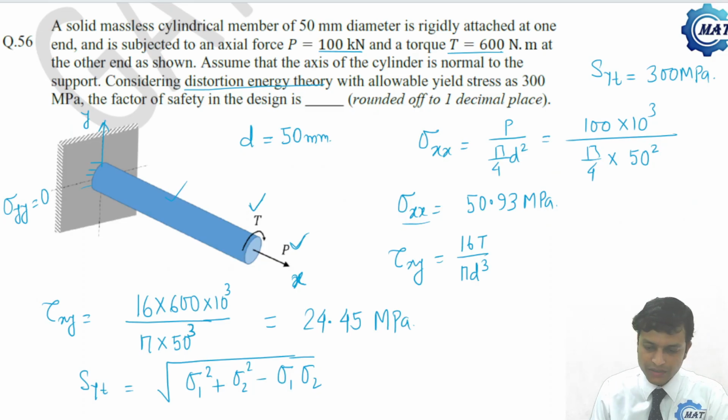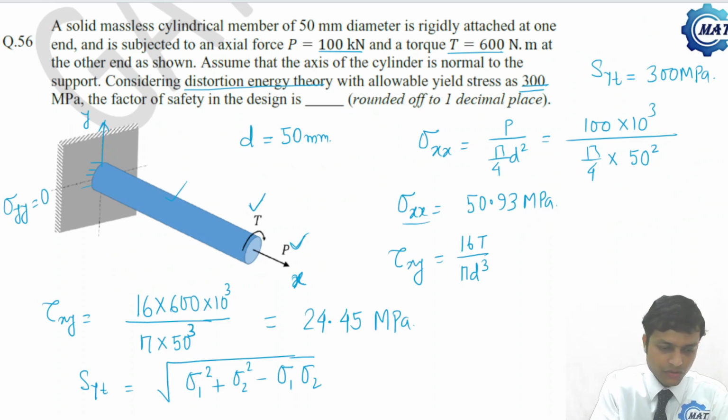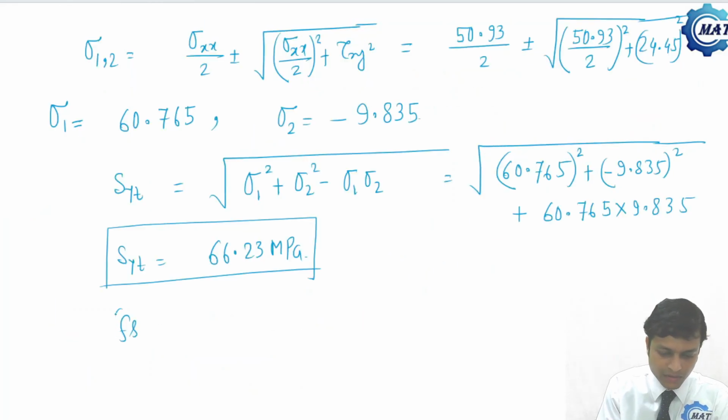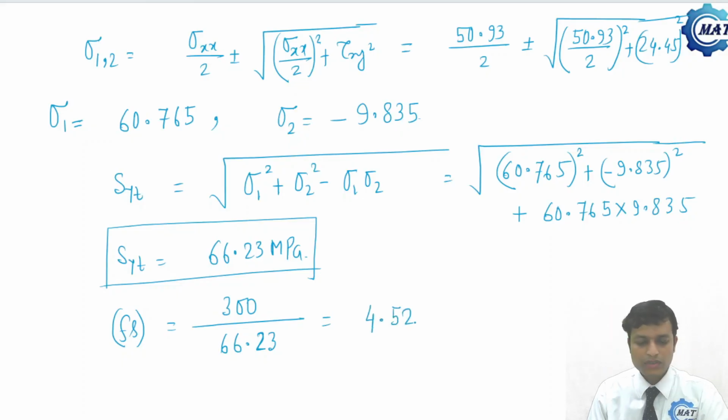Now the value of allowable stress is 300, and we get the von Mises stress as 66.23. The allowable stress is given. Now what is the factor of safety? Factor of safety is 300, that is the maximum limit, divided by the applied von Mises stress, and calculating this you will get 4.5. So this is the answer to the problem.